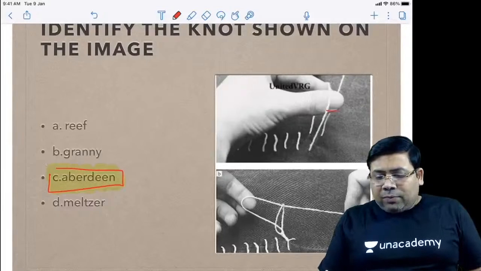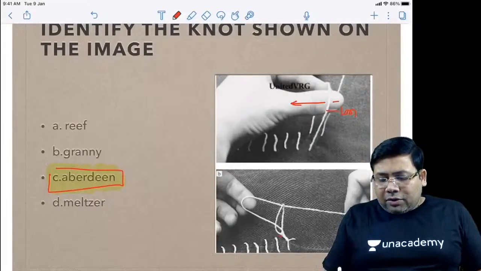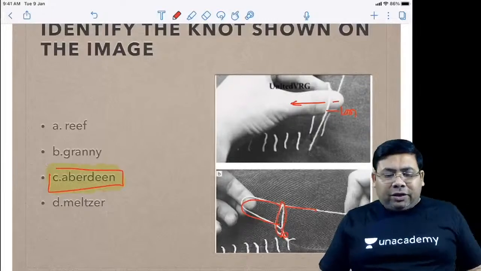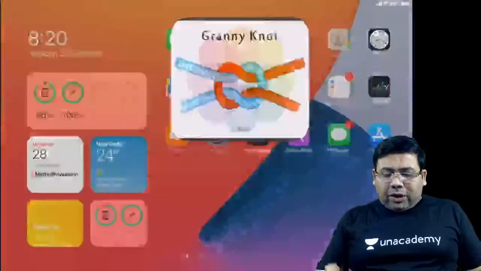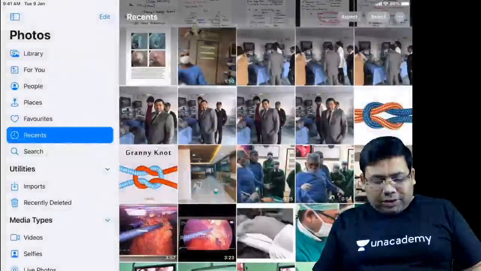This is the last loop. And what you are doing? You are pulling the loop out. Can you see? So within this loop, you have created one more loop. And this way you are locking the loop. And then finally you will terminate it. So I'll show you a video again so you'll have a better understanding. What is an Aberdeen's knot?